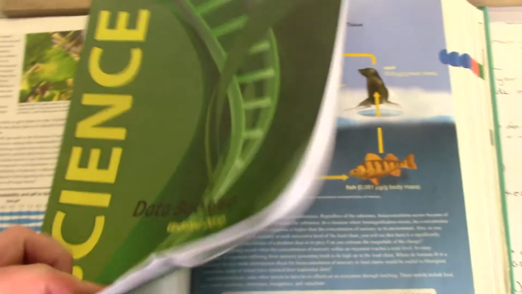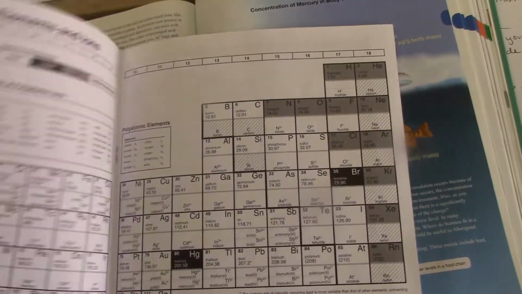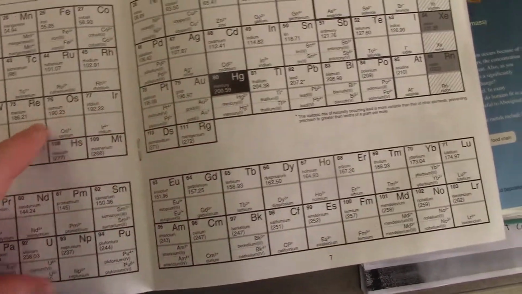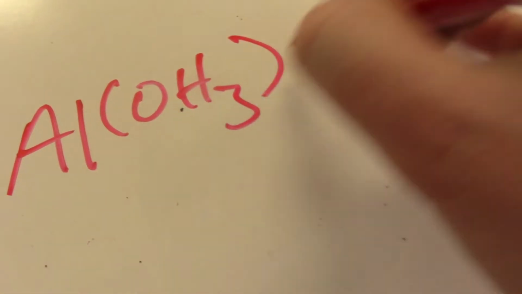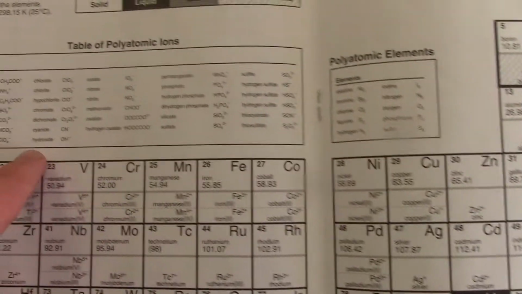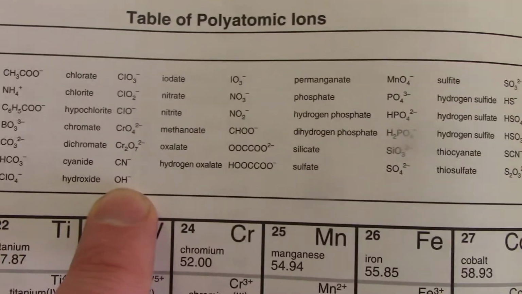So if I look at my periodic table, aluminum is right here. Okay, aluminum has a charge of 3 plus, right? So when we make aluminum hydroxide, it's because OH is OH negative, right? If I look at my periodic table, here's OH negative right here. It is a polyatomic ion.